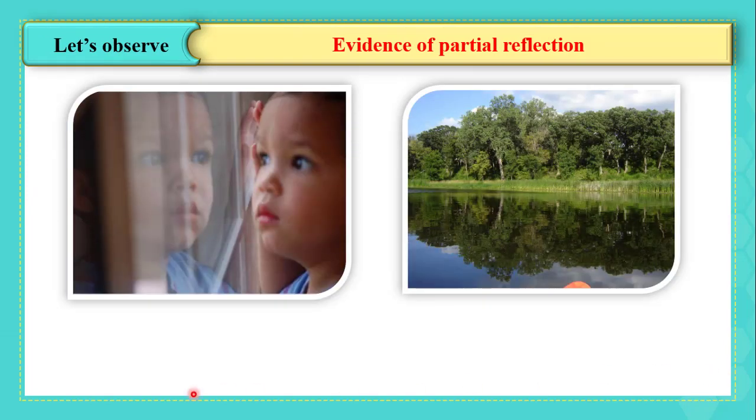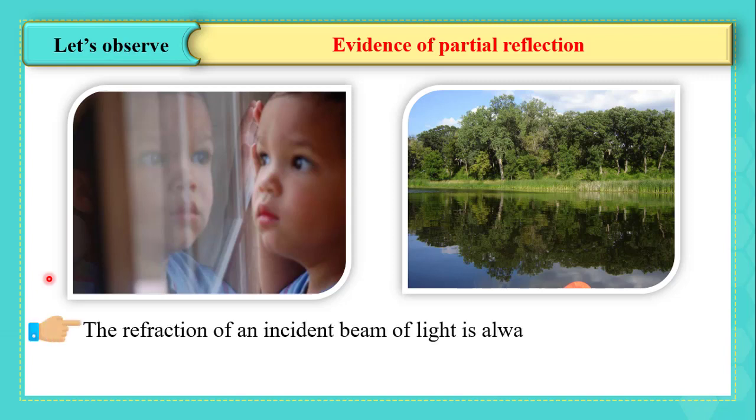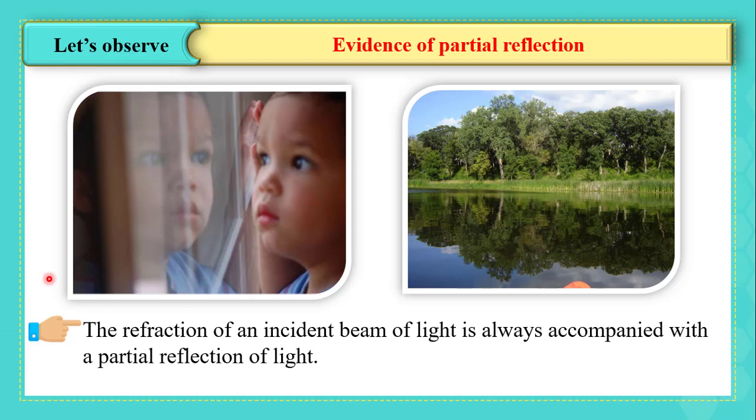Now let's observe the following phenomena. When you stand in front of a window or look at the surface of rest water, you can see yourself even though the window and the water are not mirrors. They are transparent mediums that light can pass through. Actually, a part of light is always reflected, which means that the refraction of an incident beam of light is always accompanied with a partial reflection of light.